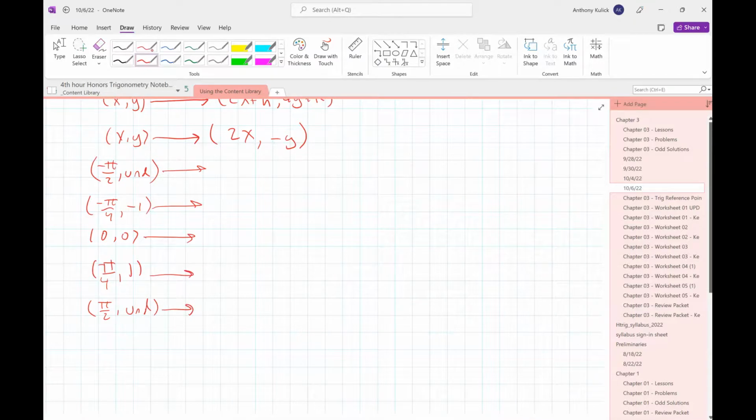Okay. Negative pi over 2 times 2 is just negative pi. What's negative of undefined? Still undefined. Negative pi over 4 times 2 is negative pi over 2. And then negative of negative 1 is positive 1. 2 times 0 is 0. Negative of 0 is 0. 2 times pi over 4 is positive pi over 2. Negative of 1 is negative 1. 2 times pi over 2 is pi. Negative of undefined is still undefined.